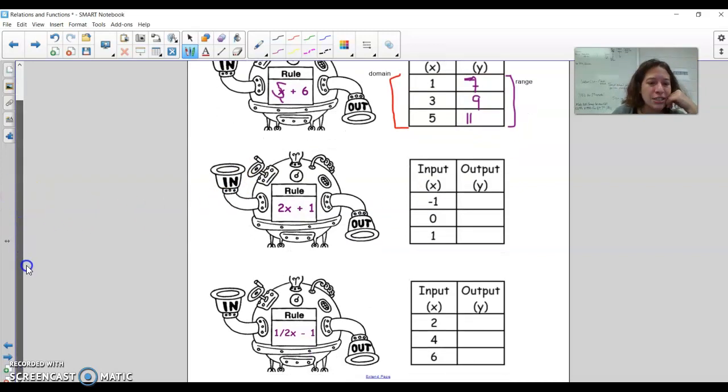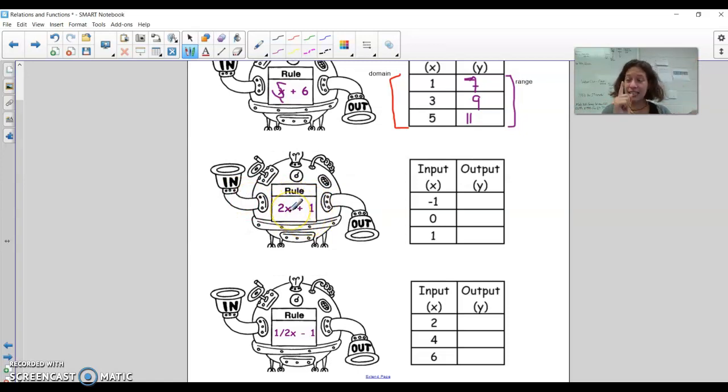I'm going to take us to this last one. Let's look at this one, okay? So it's a little more complicated. Don't freak out though, okay? What this machine does, it takes the number you give it, that X, it multiplies it by 2, and then it adds 1. Okay, don't freak out. We're going to go through it.